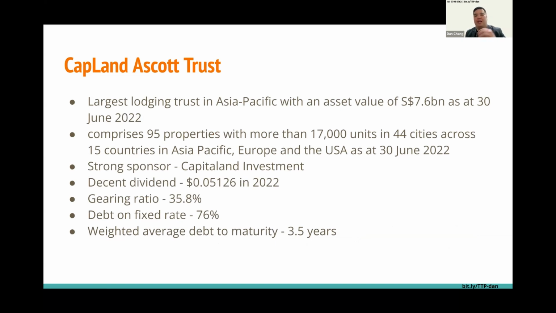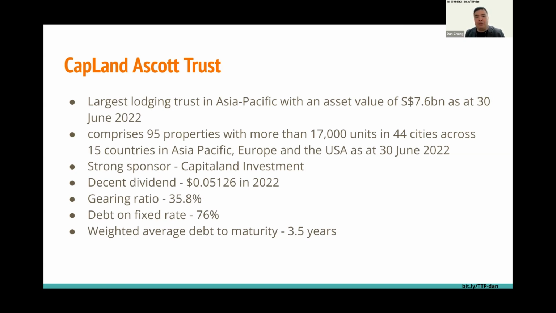Why? Okay, because it's the largest lodging trust in Asia Pacific, with an asset value of $7.6 billion. Okay, it is very big. They have about 95 properties in about 44 cities over 15 countries. Okay, that is very huge. And they have a strong sponsor as well, CapitaLand Investment, which is the Temasek link. Okay, they provide decent dividends as well. In 2022, they paid out a total of about 5.126 cents. Okay, the share price of CapitaLand Ascott Trust, if I remember correctly, is 1.0 something. Okay, so that works out to be close to the 5% mark.